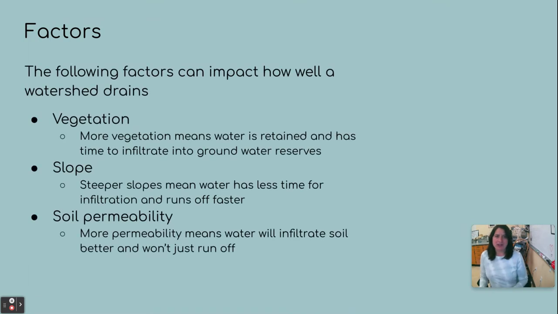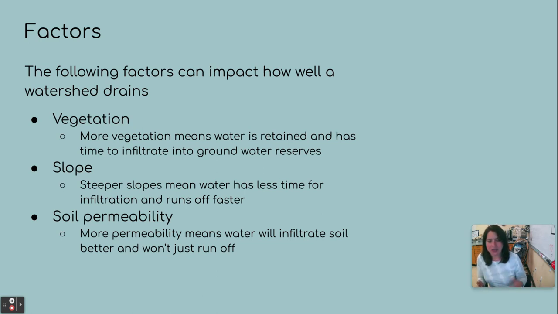So there's different factors that can impact how well a watershed drains. One of those is vegetation. The more vegetation a watershed has, that usually means the water will be retained more and it won't run off as easily. It's going to have more time to infiltrate into the ground. And so that's really important, especially when you're looking at human impacts, you always want to look at that.